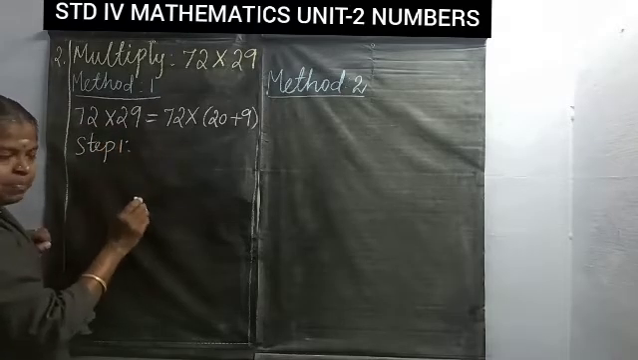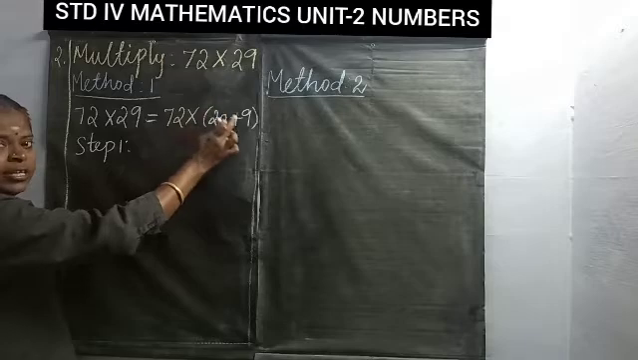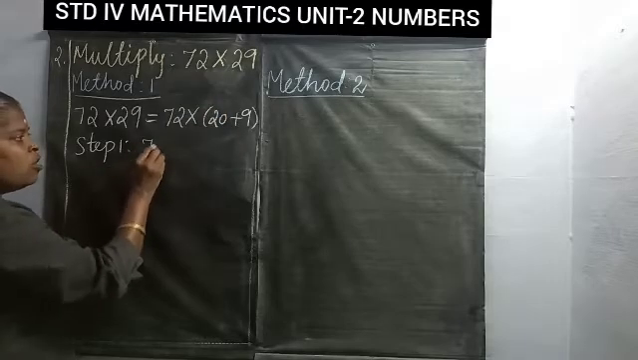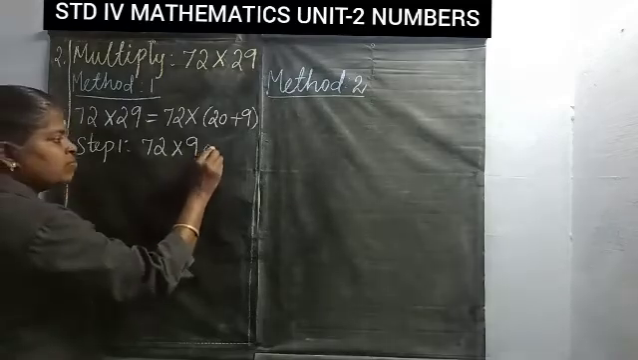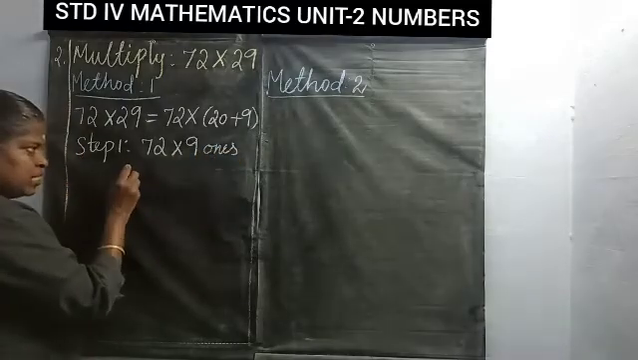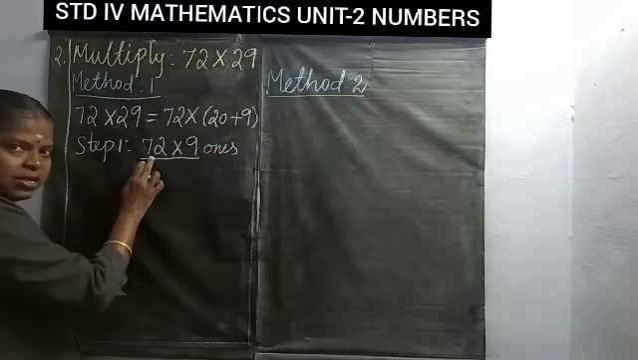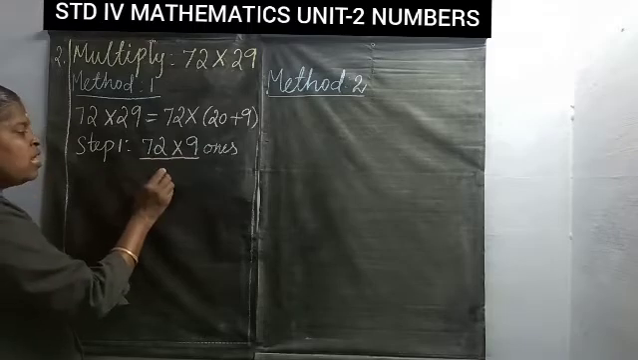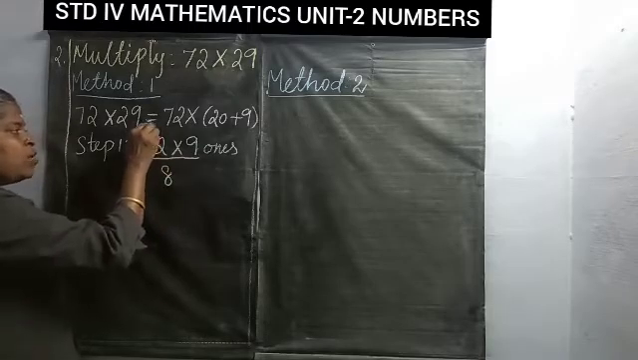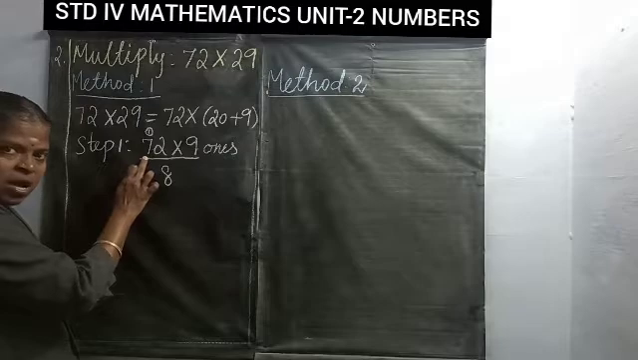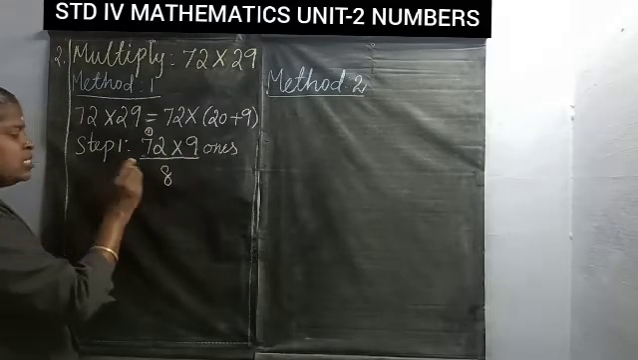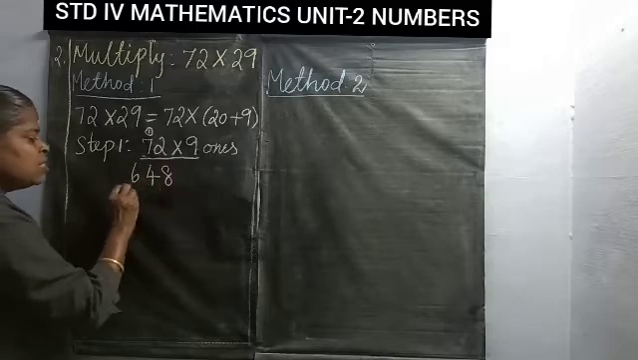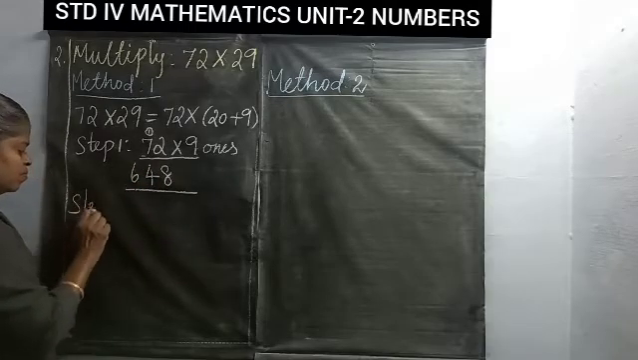First we can multiply 72 into 9 once. That is equal to 9 twos are 18. Carry over 1. 9 sevens are 63. 63 plus 1, 64. Step 2.